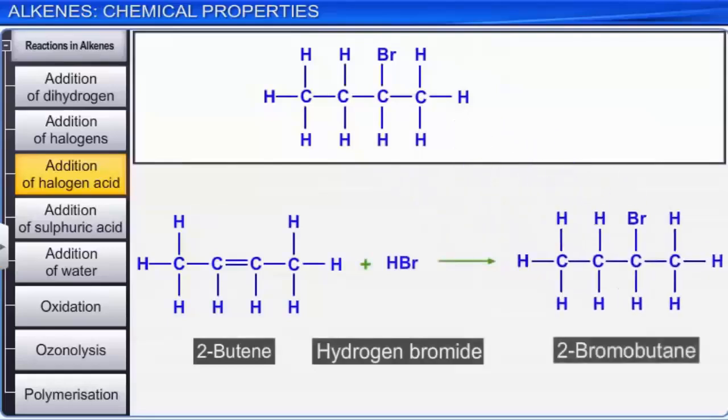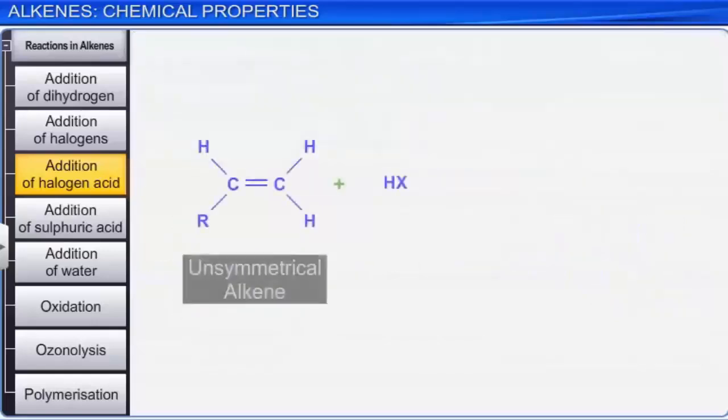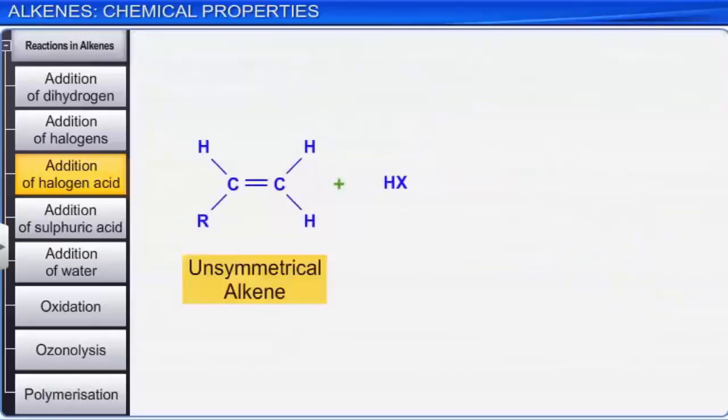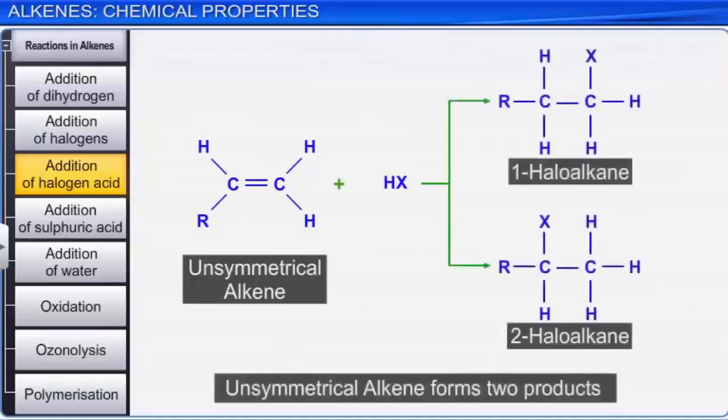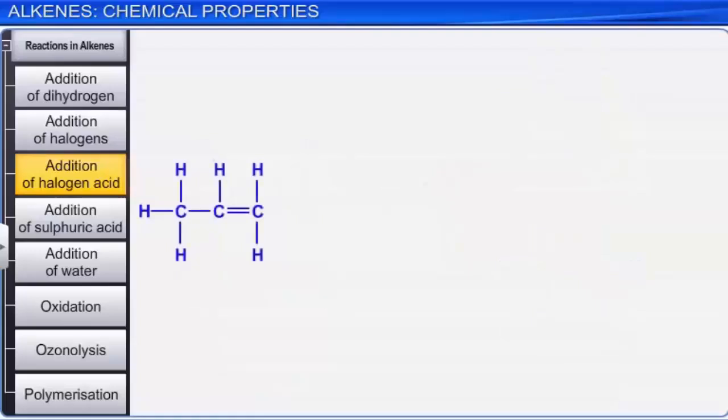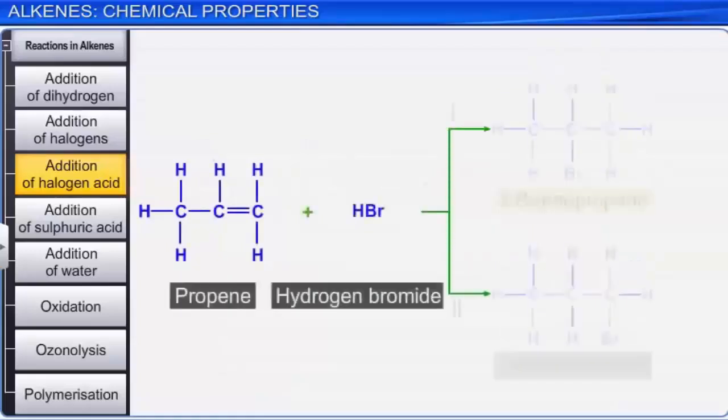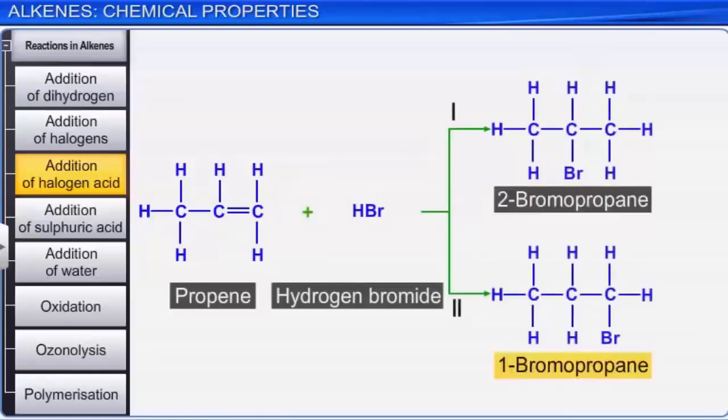However, in the case of an unsymmetrical alkene, two products are formed. For example, propene reacts with hydrogen bromide to form 2-bromopropane and 1-bromopropane. Of these, 2-bromopropane is the major product.